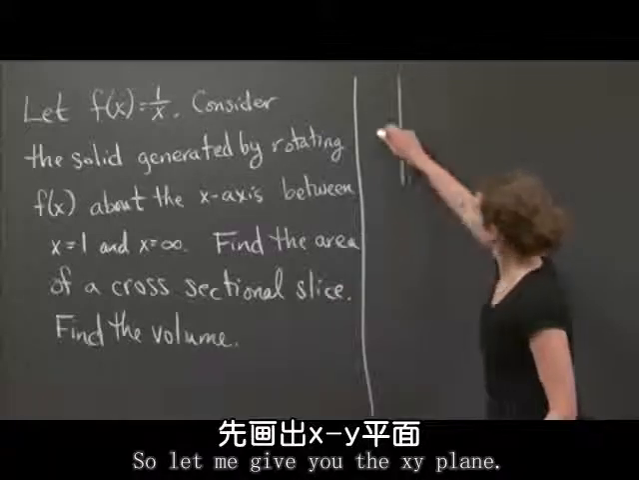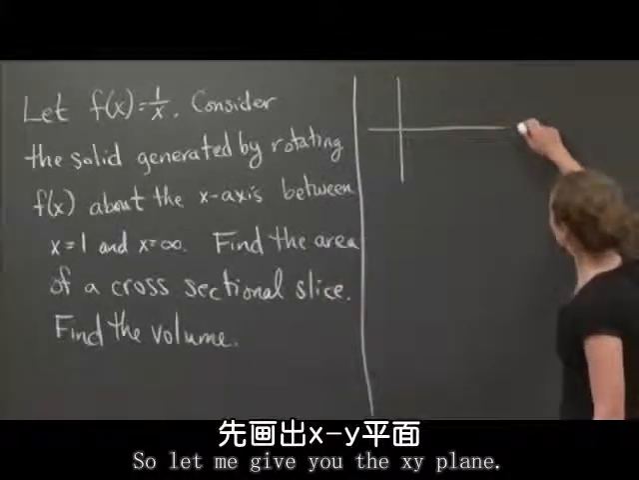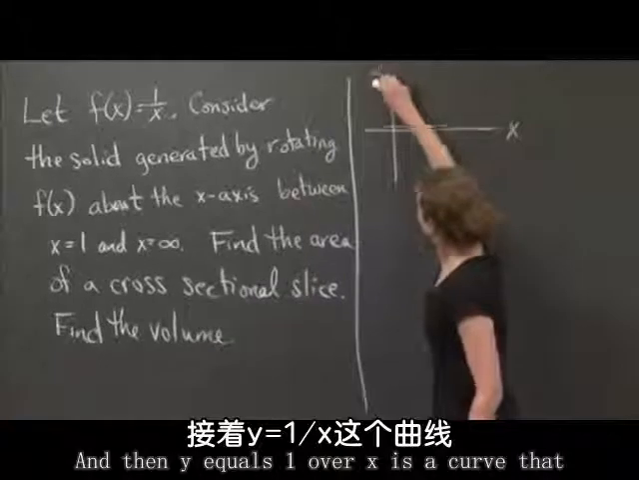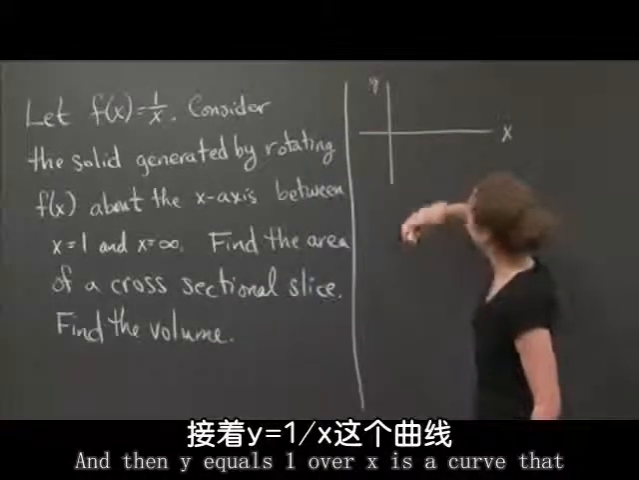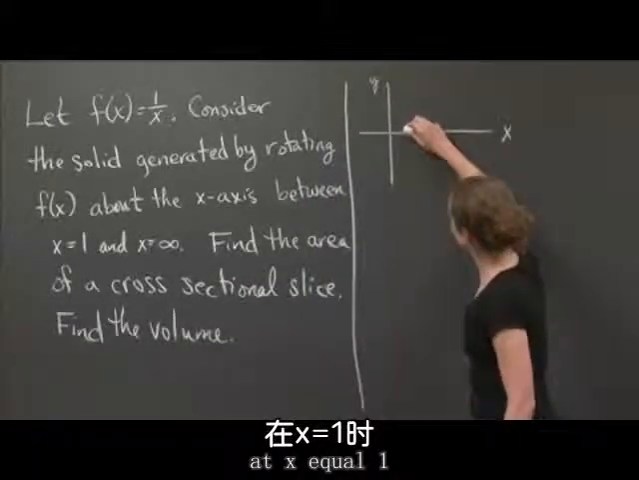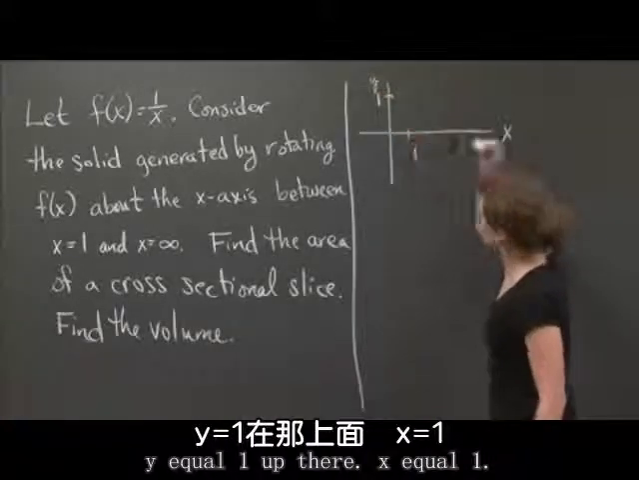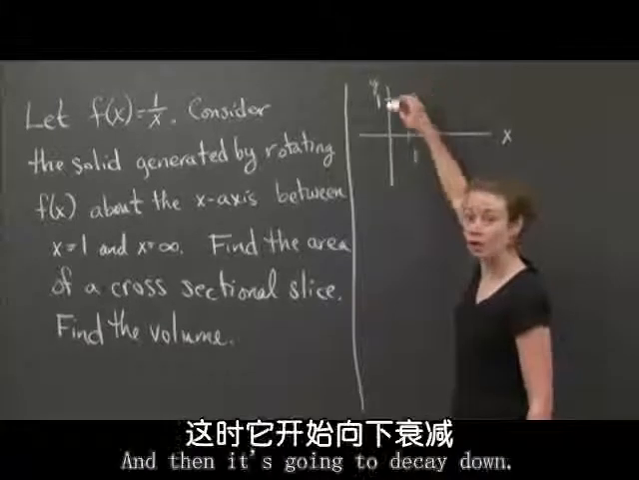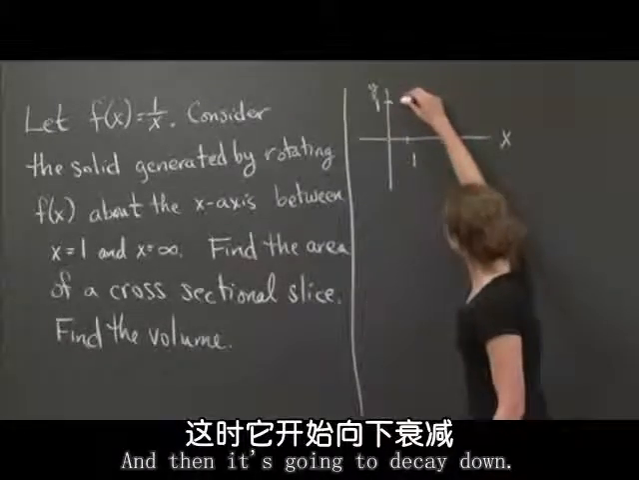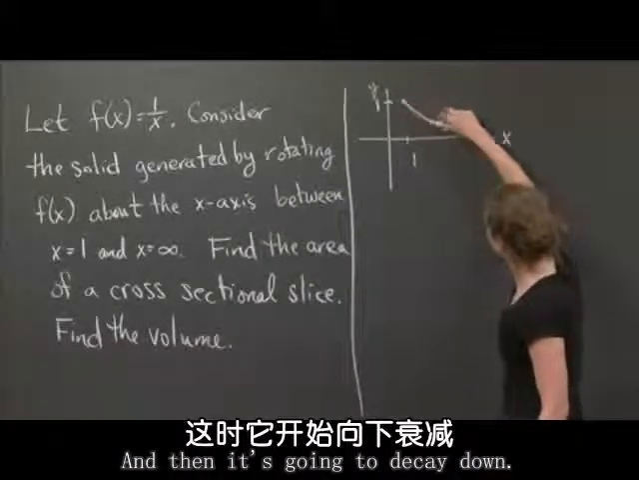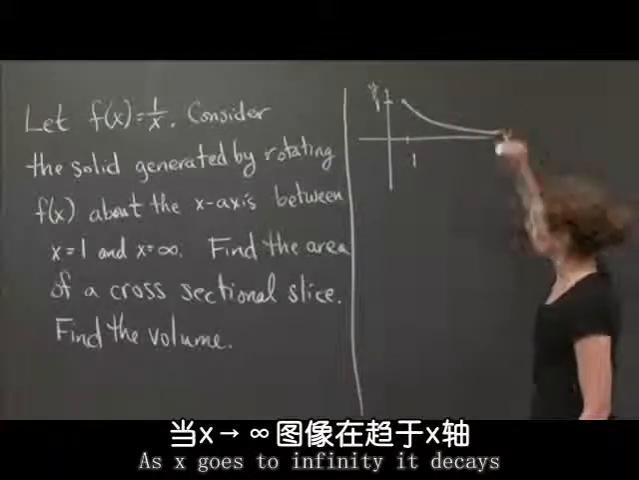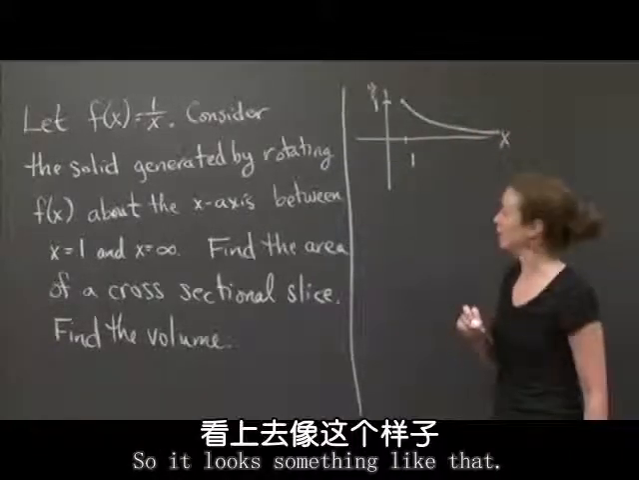So let me give you the xy plane, and then y equals 1 over x is a curve that at x equal 1, I'm going to make y equal 1 up here. So when x is 1, y is 1. And then it's going to decay down. As x goes to infinity, it decays. So it looks something like that.